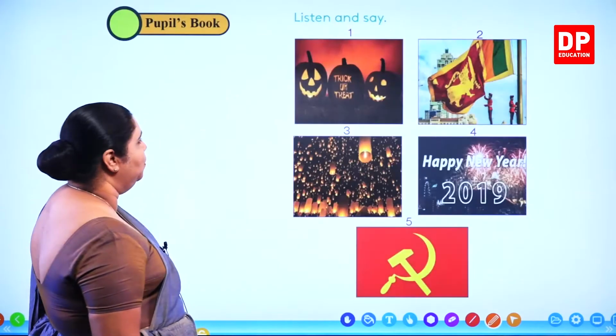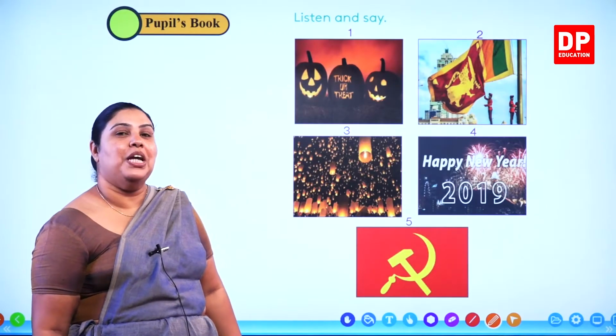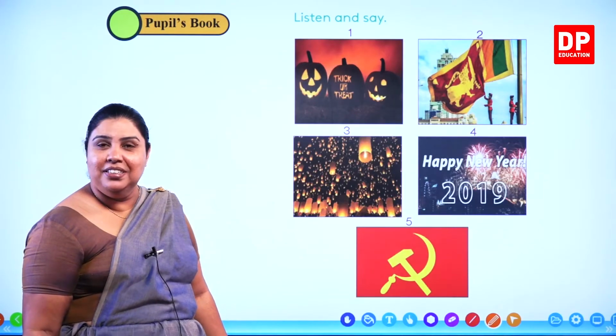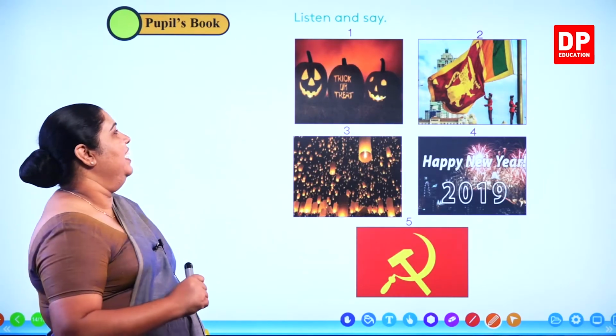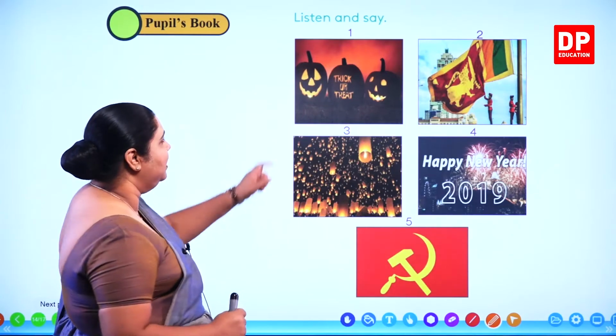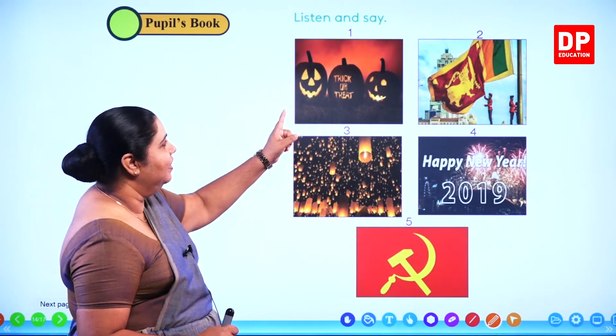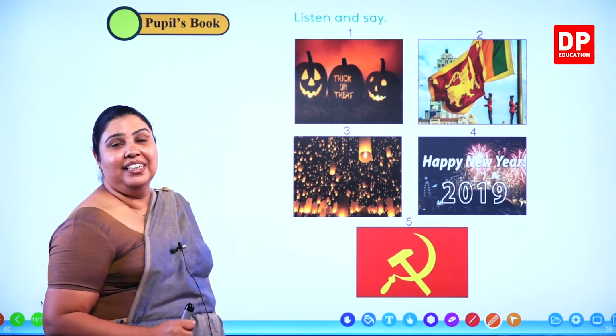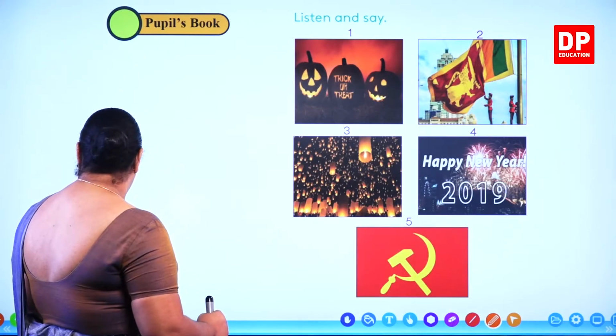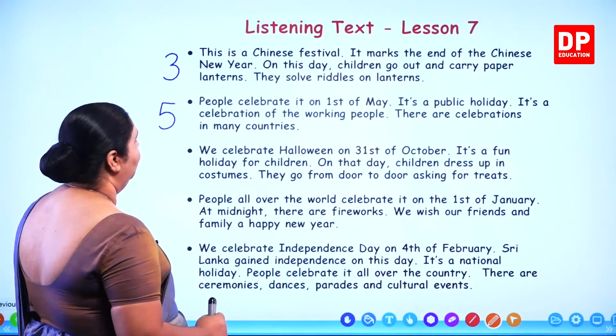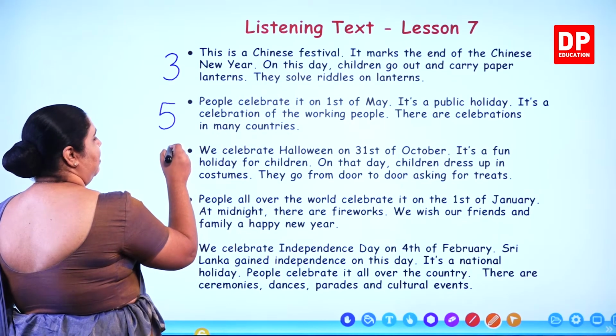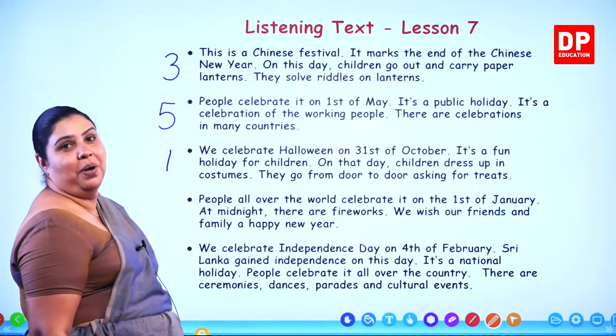Now it's time for us to find the picture. Which number is the Halloween picture, children? That's right. It's number 1. Can you see all the pumpkins? They have been decorated nicely. So the picture is number 1. So our description matches with picture number 1.